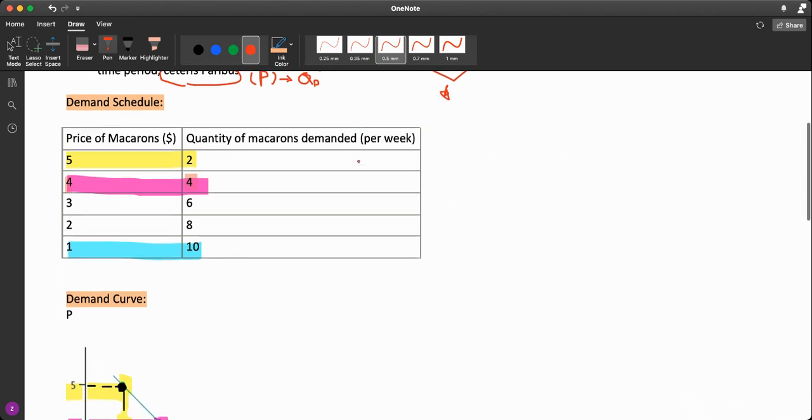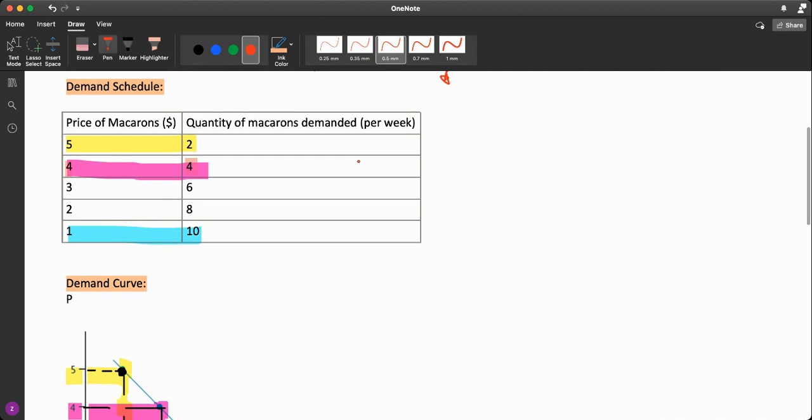So if you know me personally, you'll know that I'm a huge fan of macarons. So from this demand schedule below, you can tell the quantity of macarons that I will consider or prepare to buy according to different prices. So the information doesn't really tell you the amounts that you would actually buy unless we add in the supply curve later. If one macaron costs me $5, then I will buy two. If the price falls to $4, I will buy four. And as the price becomes lower and lower, I will buy more and more.